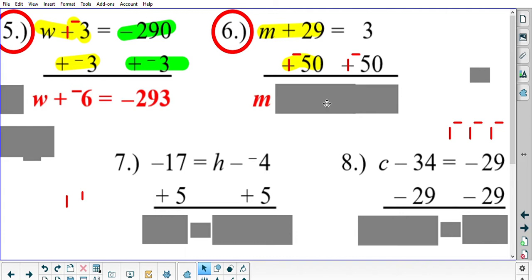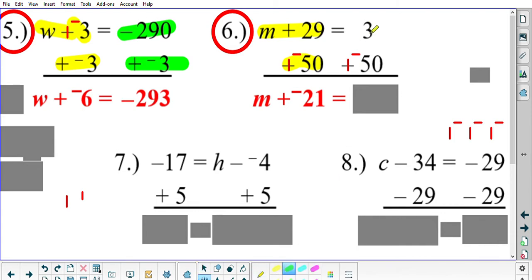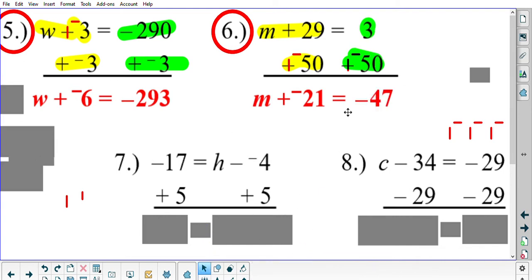When you have a positive plus a negative, you'll subtract in your head. The negative 50 has the bigger absolute value, so you will get negative 21. On the right-hand side, we had only the number 3, that was it, and we are adding it by negative 50. Again, positive plus negative, subtract in your head, you would get negative 47.